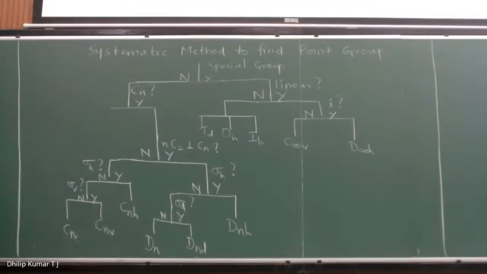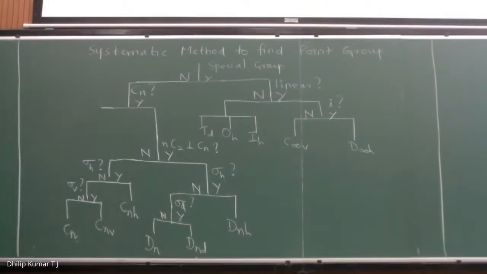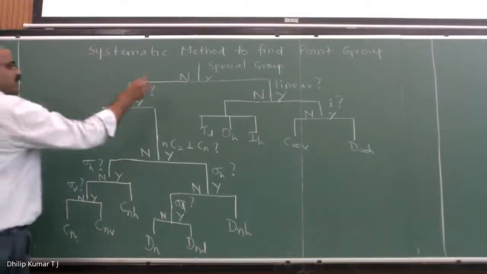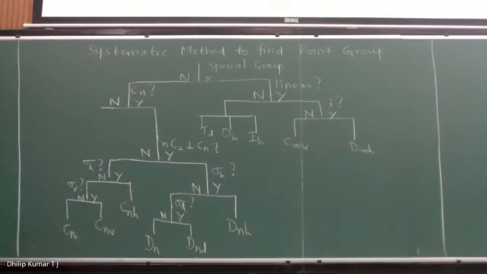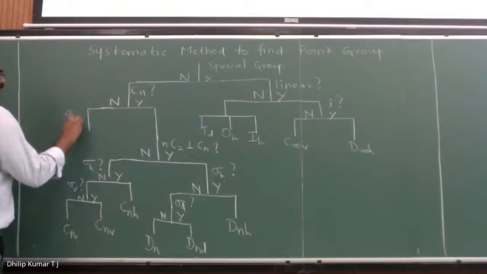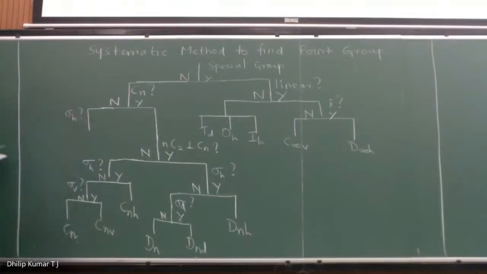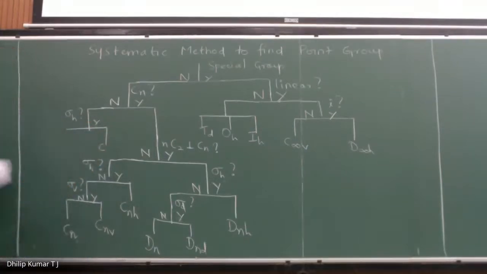Okay. Now this part is there, but we have just left out this branch. So what is this branch? If the answer is no here, if the molecule doesn't have Cn, there is no rotational axis of symmetry. If the answer is no, then what can it have? Just check for sigma H. And the answer is yes. Then the molecule has Cs symmetry.